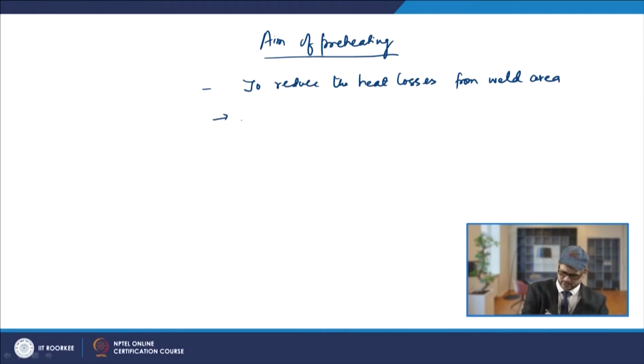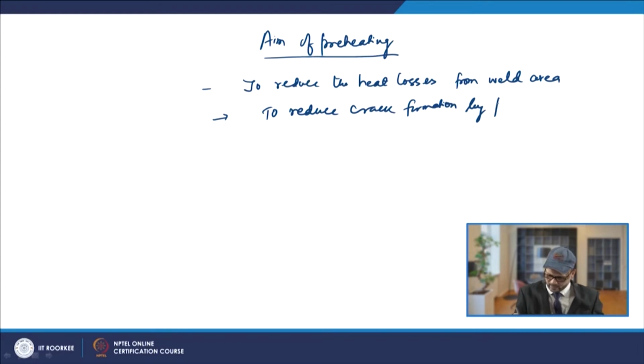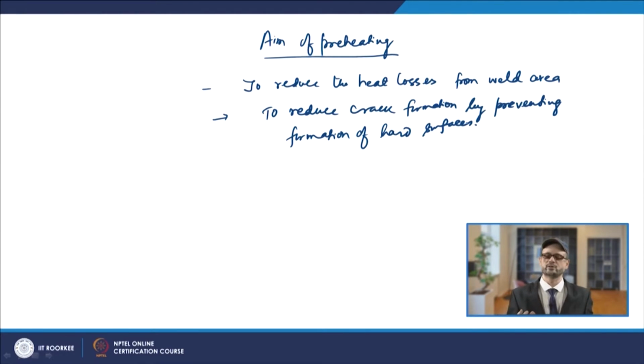Next will be to reduce crack formation by preventing the formation of hard surfaces. This is directly related to the formation of hard surfaces when we have the higher cooling rate. When you have the formation of hard surfaces, the chances of crack formation will be higher, and these cracks will limit the properties, especially the ductility properties of the material.